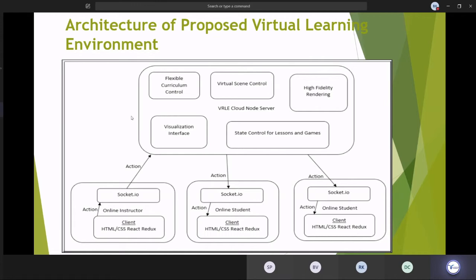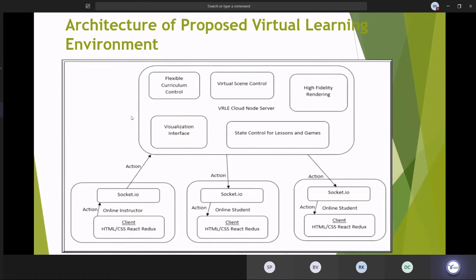Coming back to the three parts denoting the users of the virtual reality learning environment. In the bottom left corner, the part refers to the online instructor, and the other two pertain to the online students. These are the interfaces designed for the online instructors and the online students respectively. They are mainly designed with the use of High Fidelity and HTML, CSS, React Redux.